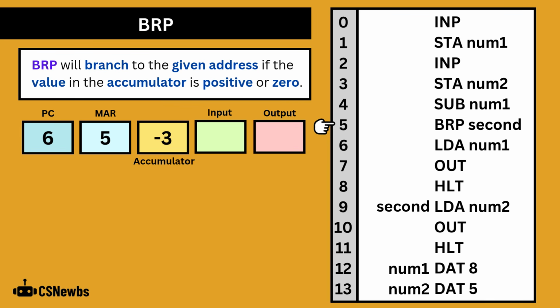We have to ignore the BRP mnemonic here because the accumulator is negative. So we skip it and load num1, which is 8, and output it, correctly showing the larger of the two numbers. Let's run this program again, but with new values, to double check it works the other way. We'll input 3, store it in num1, then input 7 to store in num2. Subtracting 3 from 7 gives 4, which is a positive value, so BRP second is activated, and we branch to line 9. Here we load num2 to output it and halt the program. Again, it has worked as expected, as 7 was larger than 3.